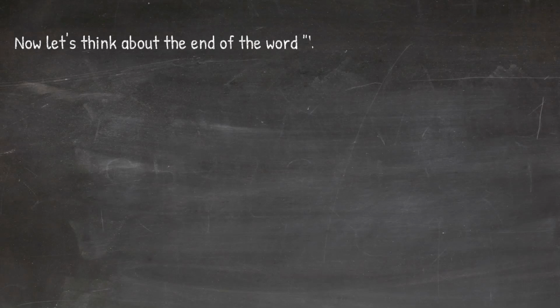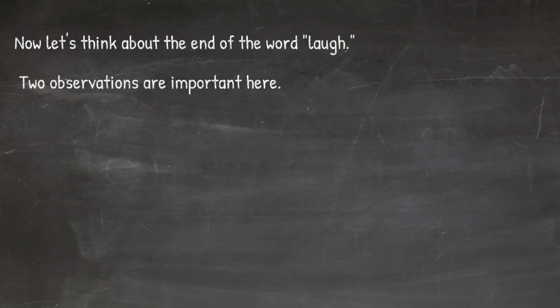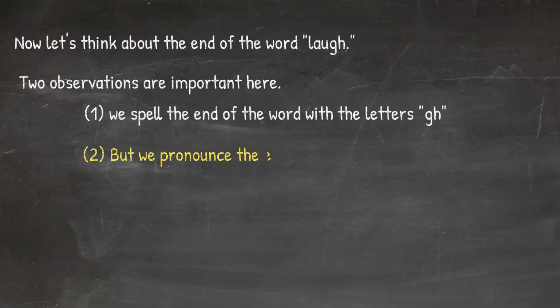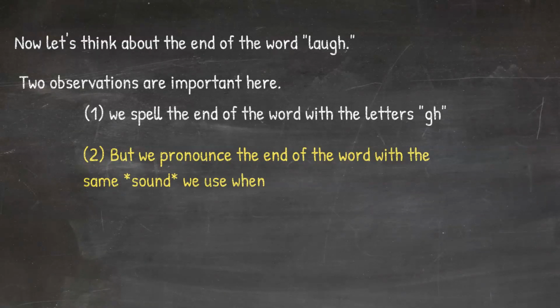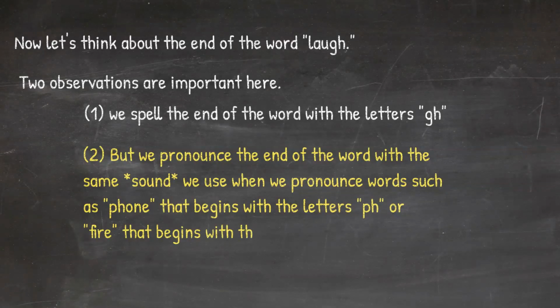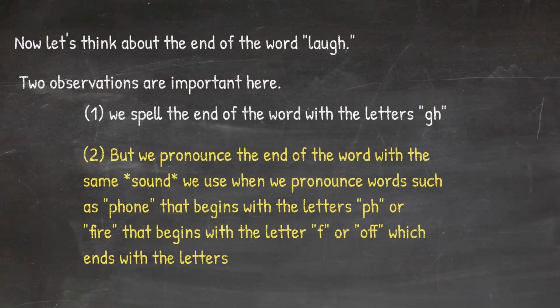Okay, so now let's think a little bit about the end of the word laugh. Two things are important to think about. The first one is that we spell the end of the word with the letters GH. The second one is that we pronounce the end of the word with the very same sound that we use when we pronounce words such as phone that begin with the letters PH, or fire that begins with the letter F, or the last sound we make in the word off, which ends with the 2 letters FF.